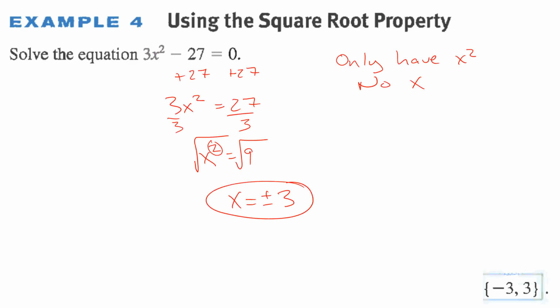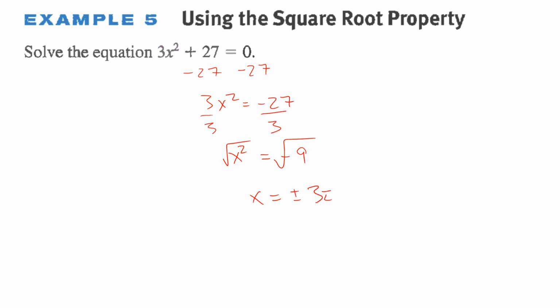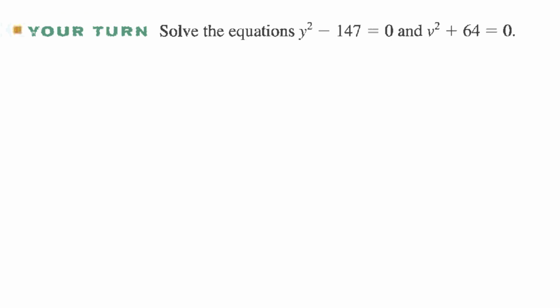Your turn. Nearly the same problem. Oh, sorry, it's not your turn. That's example 5. Let's do this together. 3x squared equals negative 27. So we would divide by 3. x squared equals negative 9. So let's square root this. And so we would have x equals plus or minus 3i. No real solutions on this one, but we do have an imaginary solution. All right, now it's your turn. Try them both.